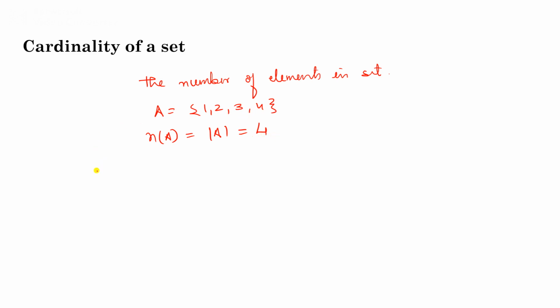If there are a finite number of elements, then the set is said to be a finite set. For example, look at this: A is a finite set, 1, 2, 3, 4. A is a finite set. If there are an infinite number of elements, then you say it is an infinite set. For example, Z contains an infinite number of elements, therefore it is an infinite set. So this is the cardinality of a set.